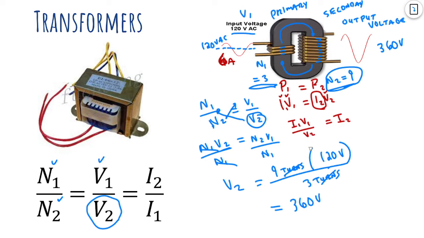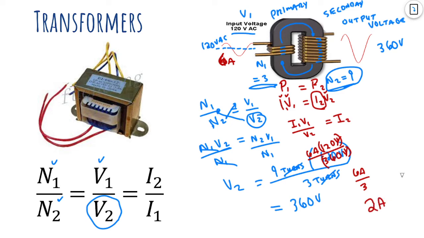And I'm going to run out of space here, but I'm going to keep going anyway. I1 was 6 amps. V1 was my 120 volts. Down here, V2 is 360 volts. 120 goes into 360 3 times, so I'm really left with 6 amps over 3. The number of the volts canceled out. And 6 divided by 3 would be 2 amps.